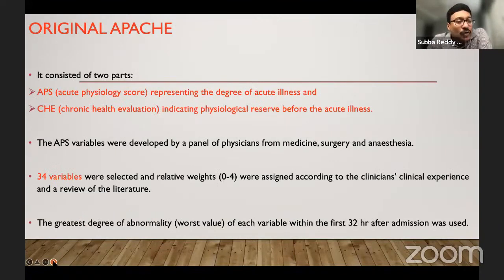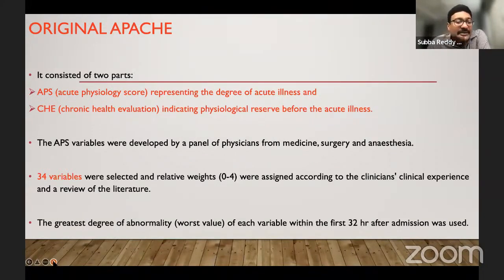So we have 2 parts in the Apache score. APS is very important because you need to monitor it for all your patients. You need to write down the Apache scores for your patients, so you need to understand what Apache is. APS is the acute physiology score, representing the degree of acute illness. CHE is chronic health evaluation, indicating physiological reserve before the acute illness.